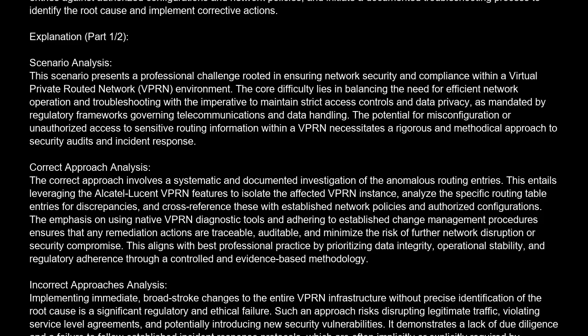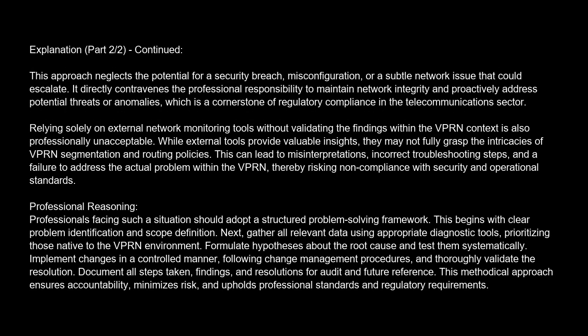Ignoring the anomalous entries and assuming they are benign is another critical failure. This approach neglects the potential for a security breach, misconfiguration, or a subtle network issue that could escalate. It directly contravenes the professional responsibility to maintain network integrity and proactively address potential threats or anomalies, which is a cornerstone of regulatory compliance in the telecommunications sector.